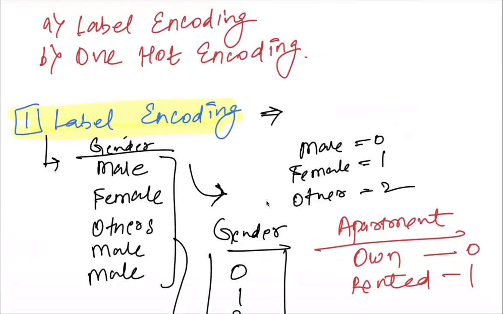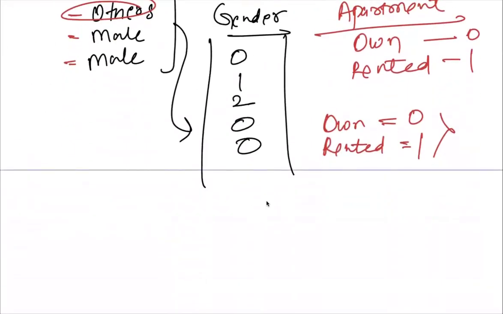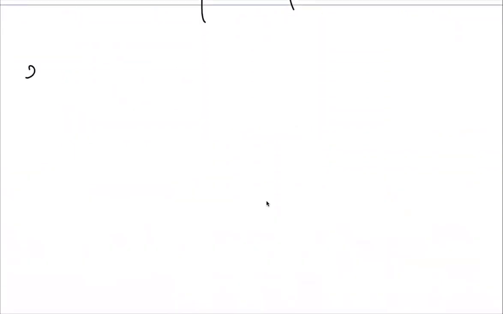Wherever you have text, it will convert all those to numbers. Why do we do this? Because eventually we'll be building a logistic regression model or any machine learning model. They do not understand text, they only understand numbers. Okay, so this is the first way, which is label encoding. Second is one hot encoding.